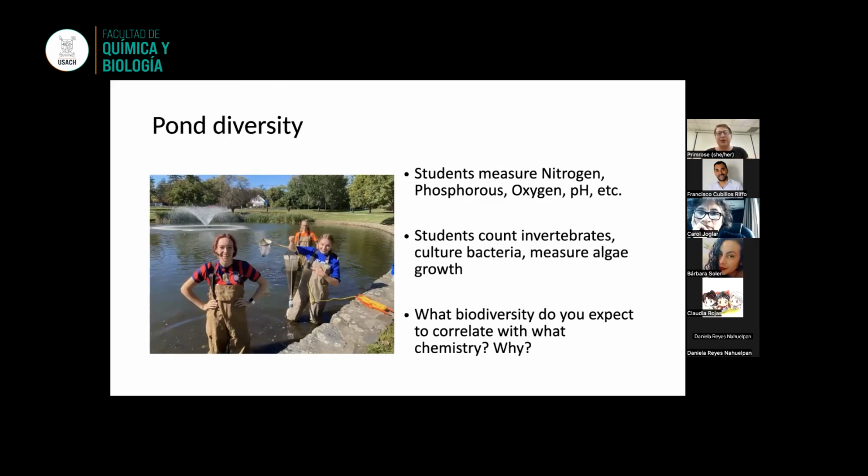So what these students do is they go out to the pond and they measure different aspects of the chemistry: nitrogen, phosphorus, oxygen, pH. They then take samples and they count different kinds of living things. And we ask them how do they expect biodiversity to correlate with chemistry? And the important thinking here for the students is to justify why.